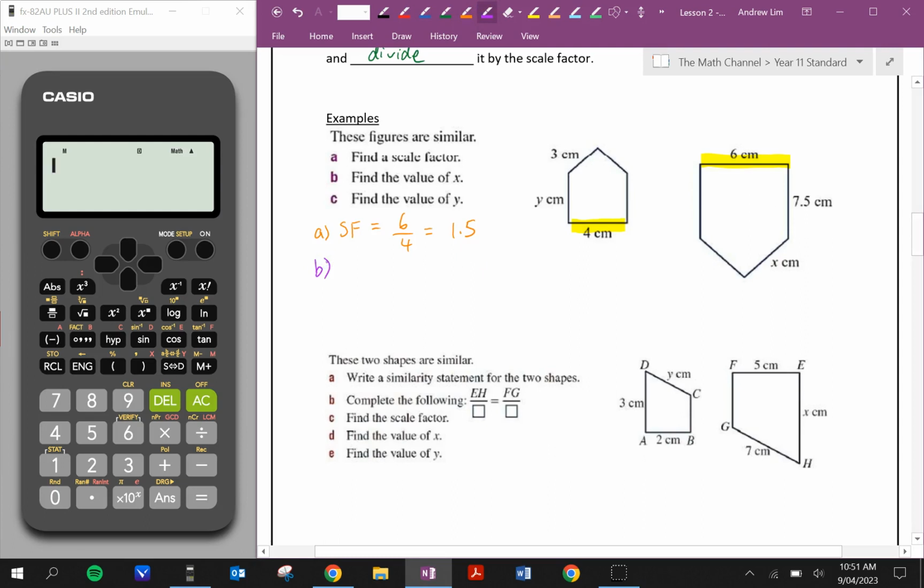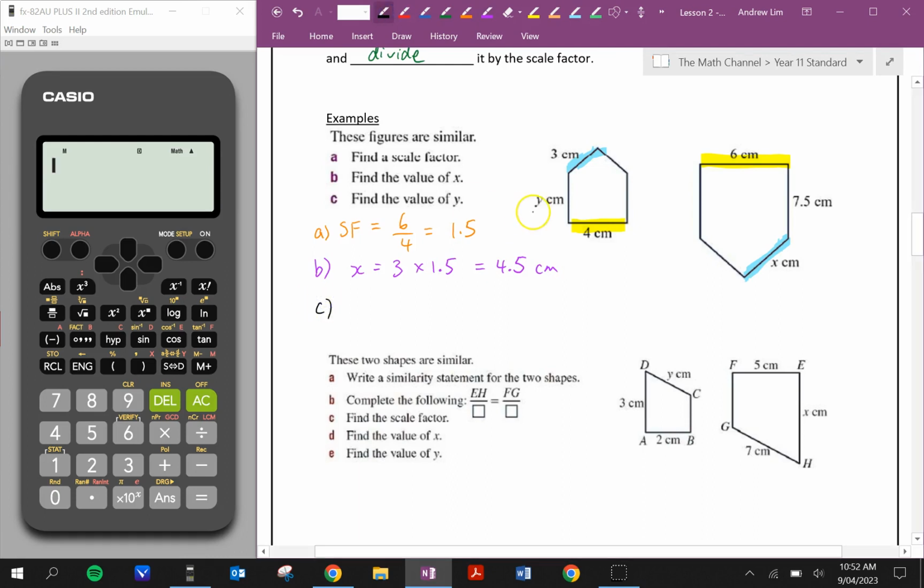Find the value of x. X is over here, and that corresponds with this. So this side matches with this. Now, because x is part of the larger shape, we need to multiply. So x is equal to the smaller corresponding side, the 3, multiplied by the scale factor of 1.5, which is equal to 4.5. So x is equal to 4.5 centimeters.